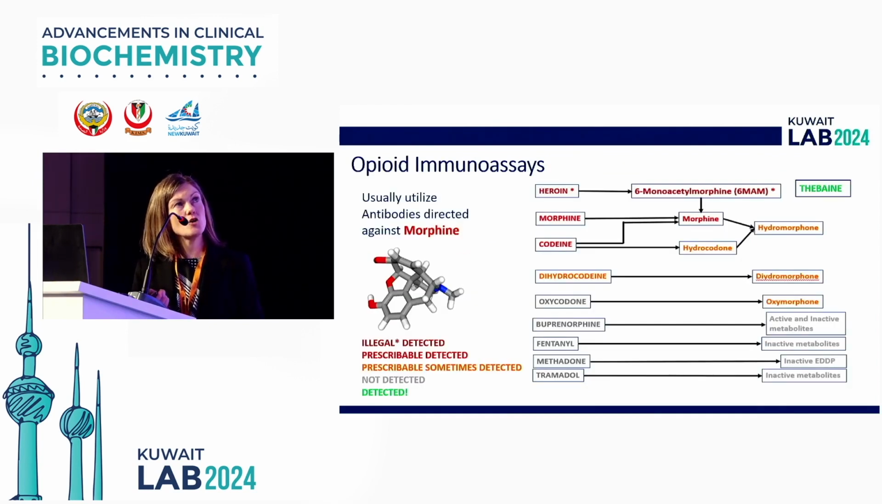And in the main, opioid immunoassays actually utilize an antibody that's directed against morphine. So if you have an opioid immunoassay, a general immunoassay, then it will pick up heroin and its main metabolite, 6-MAM. It'll probably pick up thebaine, morphine, codeine, and morphine as a metabolite of codeine. It may, depending on the assay, pick up hydrocodone, hydromorphone, dihydrocodeine, dihydromorphone, oxymorphone, but it will not generally pick up buprenorphine or fentanyl or methadone or tramadol, etc.